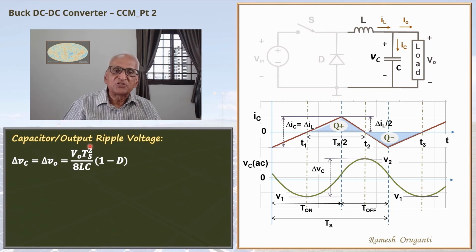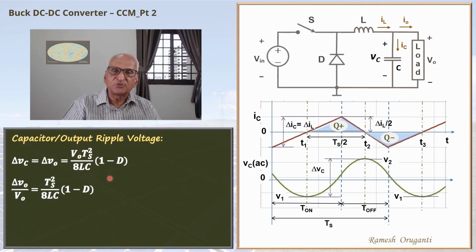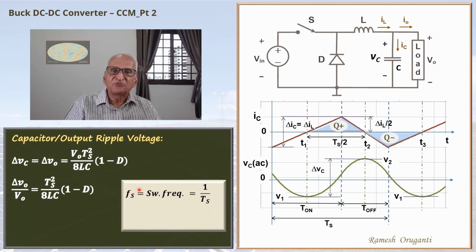Ts is of course 1 over Fs, or switching frequency is 1 over Ts. L and C form a resonant filter. F0 is the LC resonant frequency, which is 1 over 2 pi root of LC. I can make use of these expressions for Fs and F0 and rewrite delta V0 by V0.